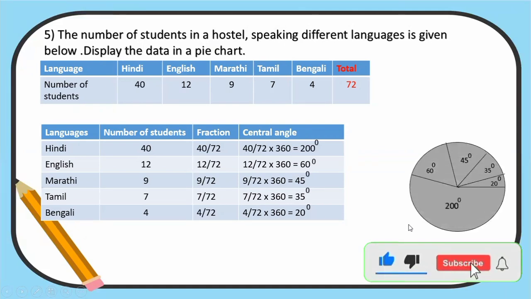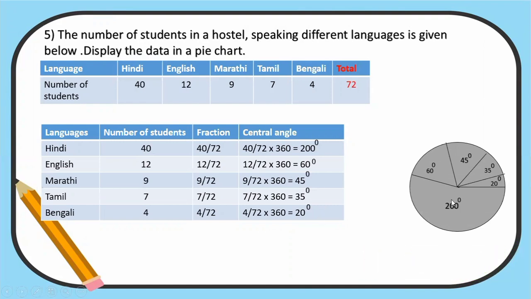Now we can check the pie chart. See, 200 degrees. For 200 degrees, more people are speaking Hindi. Hindi is 200 degrees here. Then 60 degrees here, this sector is 60 for English. Then 45 degrees for Marathi. Then 35 degrees for Tamil. 20 degrees for Bengali.